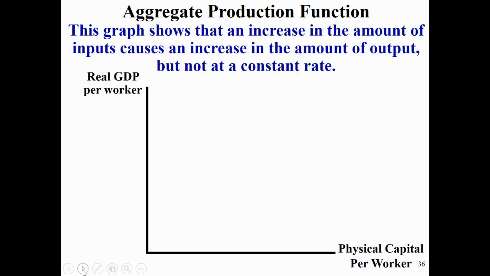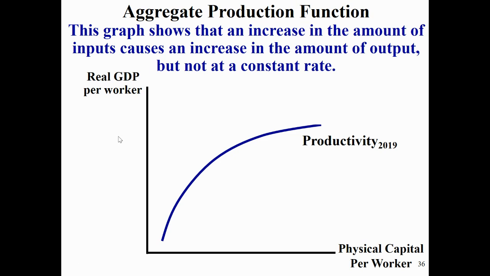So this graph shows that an increasing amount of input causes an increasing amount of output, but not at a constant rate. So here is productivity, right? Here is our aggregate production function. As we go along the horizontal axis, as we put in more physical capital per worker, we get an increase in real GDP. So this is essentially giving us the potential to produce more. And this is talking about growth, and hopefully we're talking then about the long run aggregate supply curve moving towards the right.